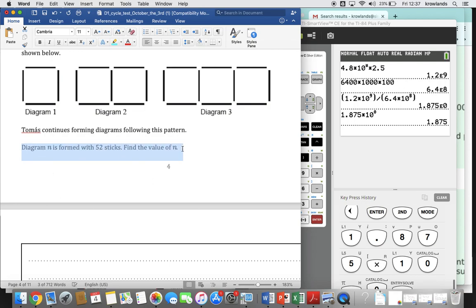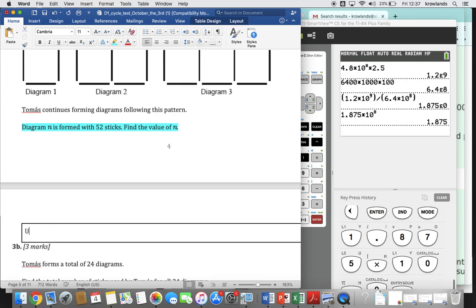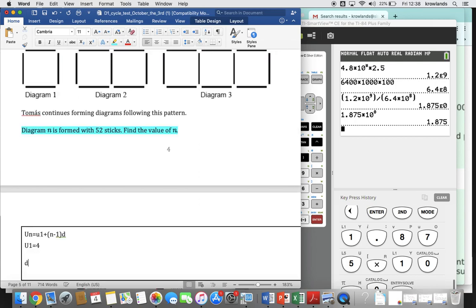Now, some of you mixed up what n was in the question. So if I write down what we're typing, we write down un is equal to u1 plus n minus 1 times by the difference, which is d. And we're going to decide which we know. We know u1. u1 is equal to 4. The difference is equal to 3. And some of you struggled with this.